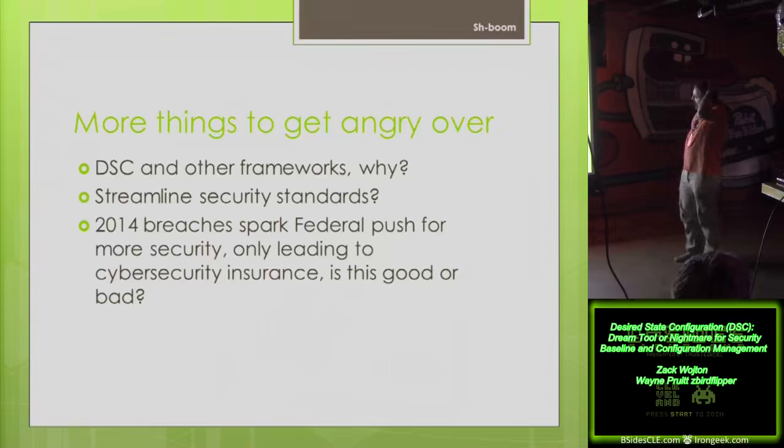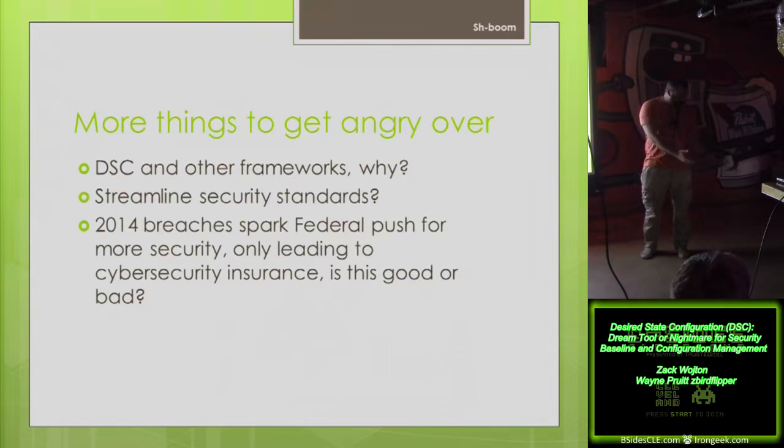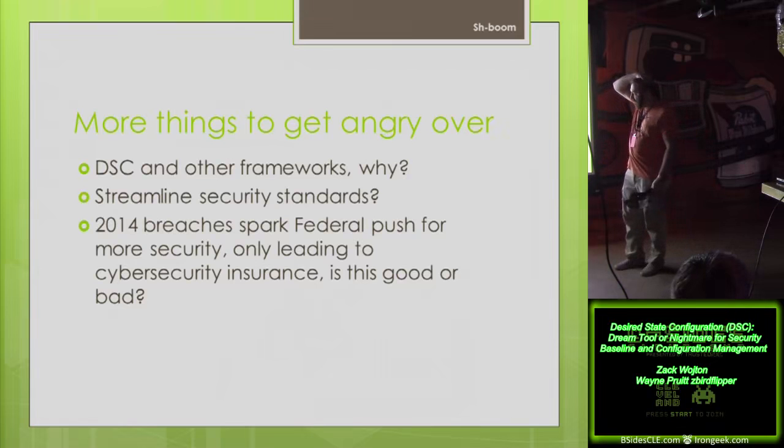Oh, man. DSC and other frameworks. Why? Because they're a necessity. How many users or customers do you have who think a computer is theirs and one of a kind? No, it's controlled, man. It's controlled. These people think it's a gem they found in Minecraft. It's like theirs or something. It's crazy. But the desired state, man, it's going to go further.